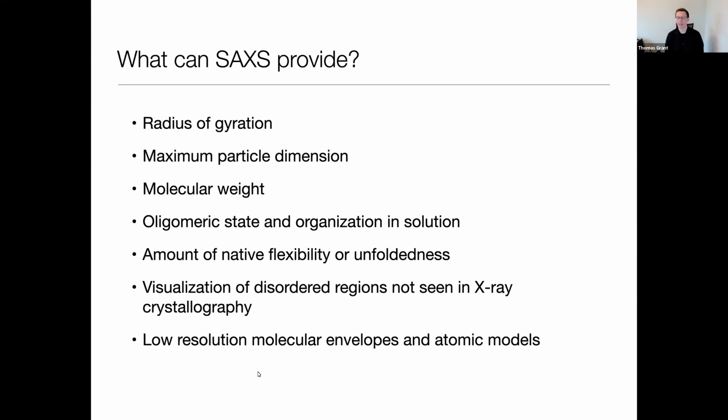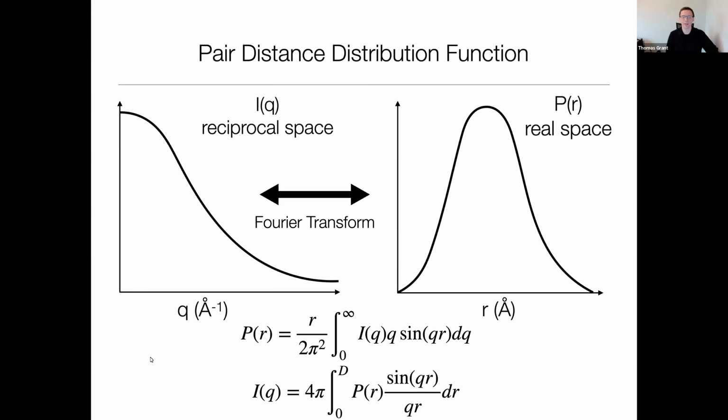And with some advanced modeling techniques, we can get things like low resolution molecular envelopes, the overall shape in 3D, as well as actual atomic models representing the data. So what I want to talk about mostly today is something called the pair distance distribution function.